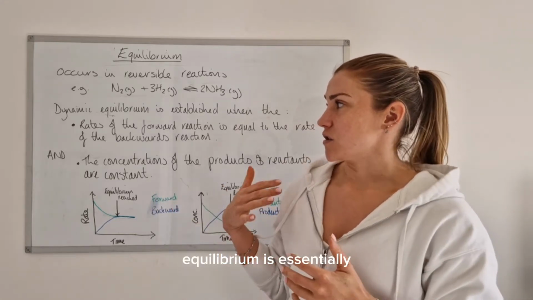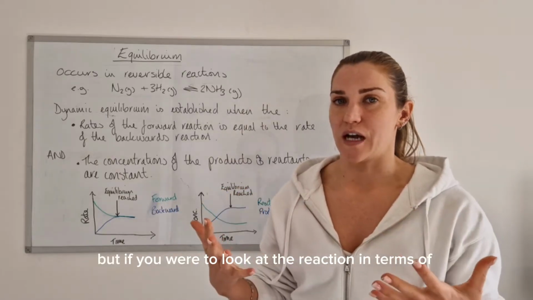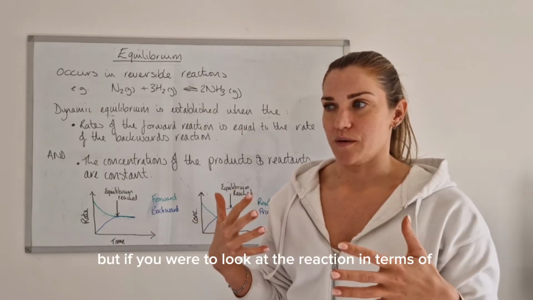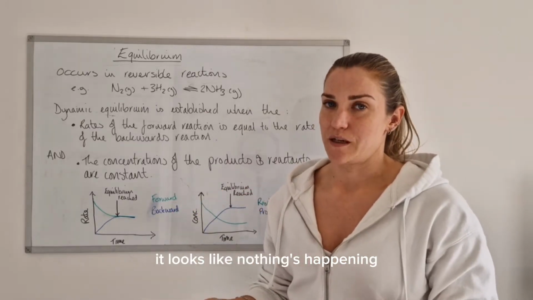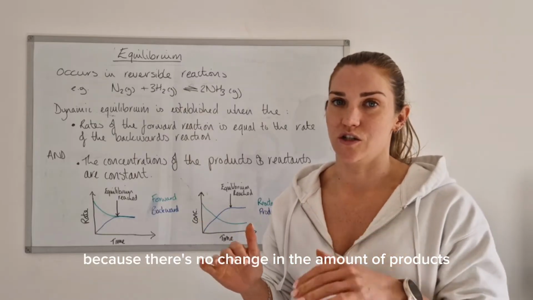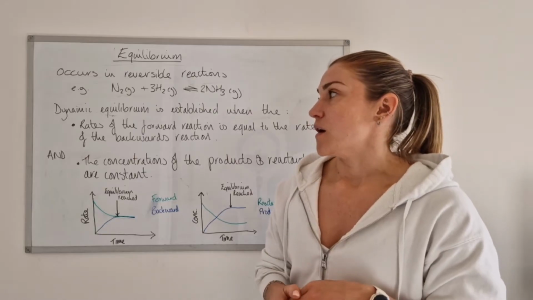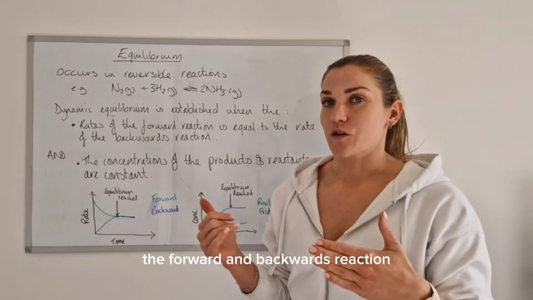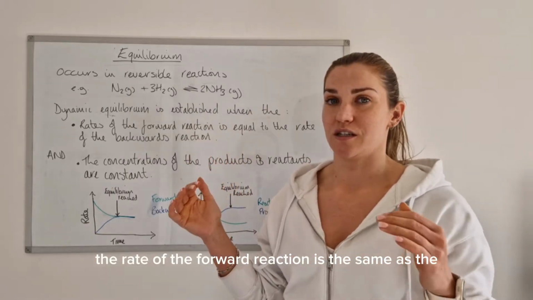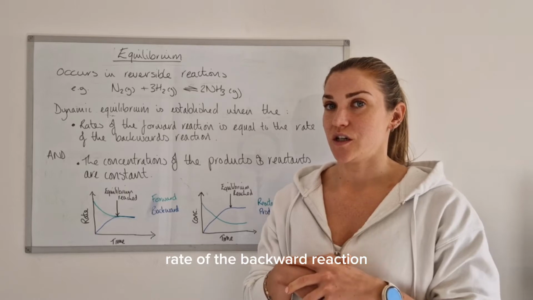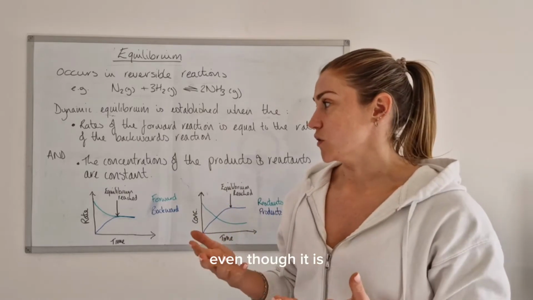Equilibrium is known as dynamic equilibrium because the system is still moving, but if you were to look at the reaction in terms of what's being produced and what's being used up, it looks like nothing's happening because there's no change in the amount of products you have or the amount of reactants you've got left. However, the reactions are still proceeding, the forward and backwards reaction, but the rate of the forward reaction is the same as the rate of the backward reaction. So it looks like there's no change, that the reaction is not still going on, even though it is.